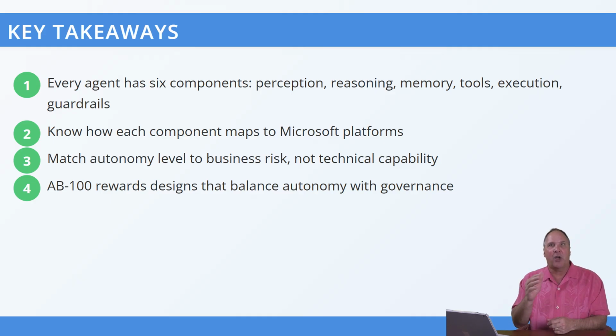3, match autonomy level to business risk. Copilot mode for high risk, fully autonomous for high volume but low risk. And 4, AB-100 rewards designs that balance autonomy with strong governance. Don't ever build something clever, build something safe and auditable.